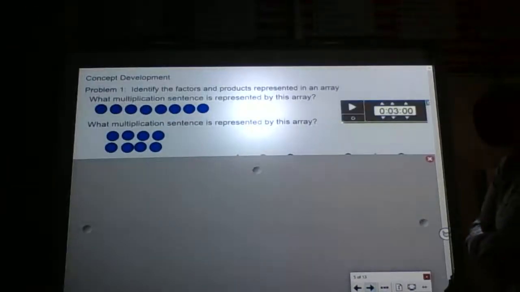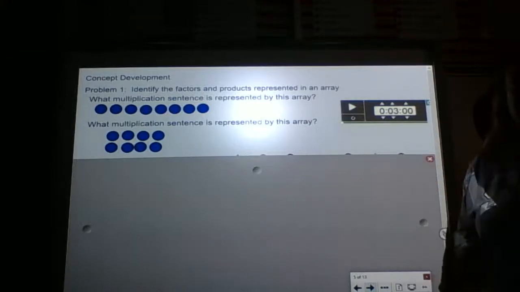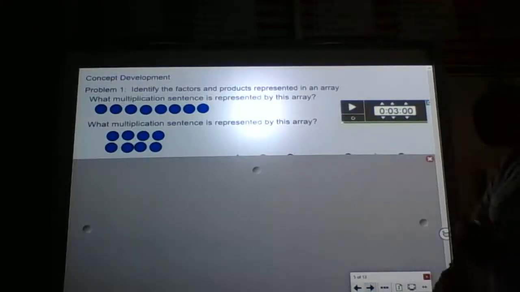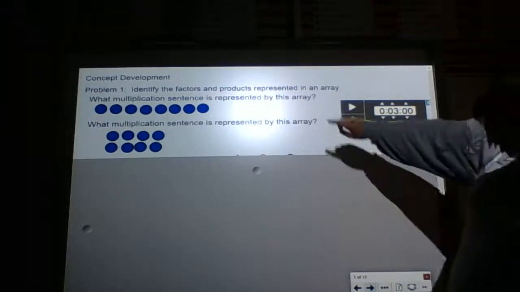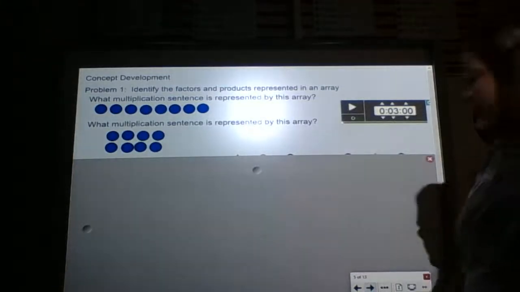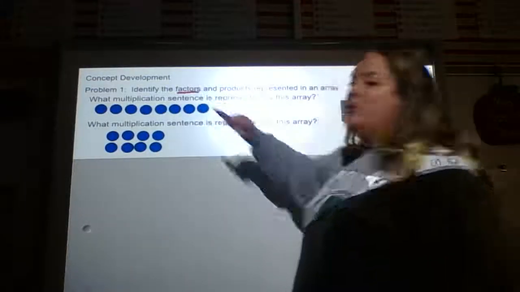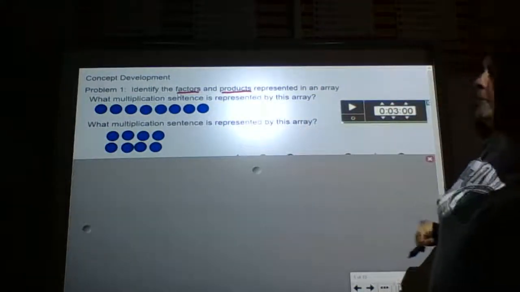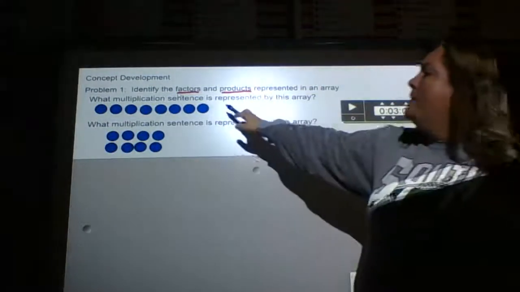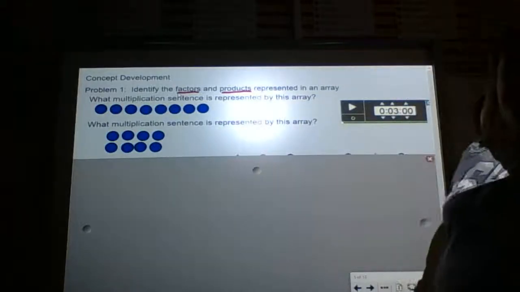All right, here comes our concept development. If you heard nothing else at the beginning of this video, hear this, because this is what your problem set is on and your exit ticket for today. Problem 1 says identify the factors and products represented in an array. So we now know that factors are numbers that multiply together, and a product is the answer to a multiplication problem. It's asking us to write a multiplication sentence that's represented by this array.